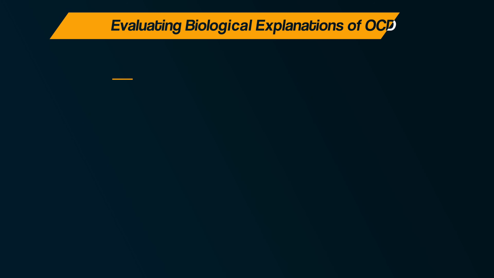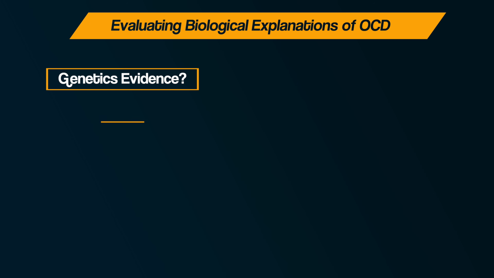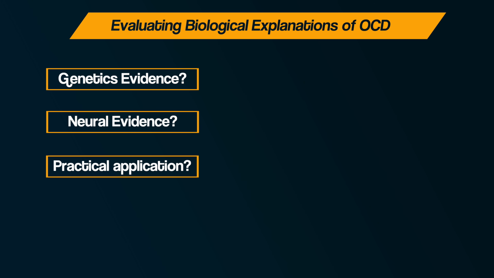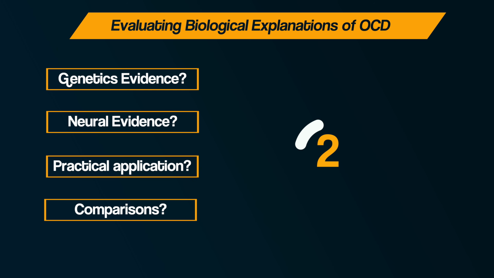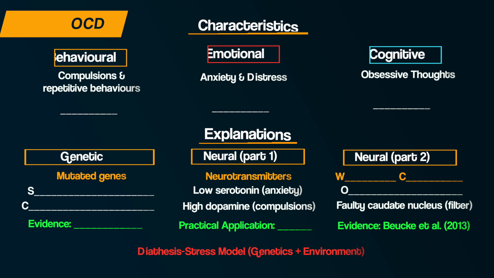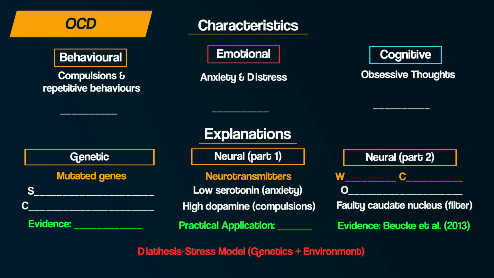So can you name any supporting evidence for the genetic explanation and for the neural explanation? And how can it be practically applied? And can you explain how biological and environmental explanations can be combined? Now let's do another review. On the screen is everything we've covered about OCD up to this point, but I've blanked out certain parts. Can you identify what's missing?